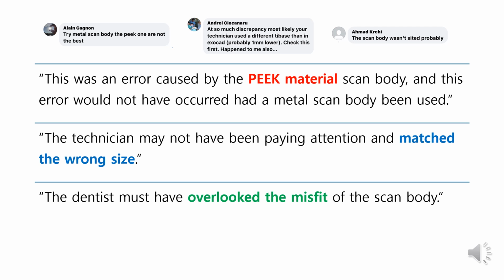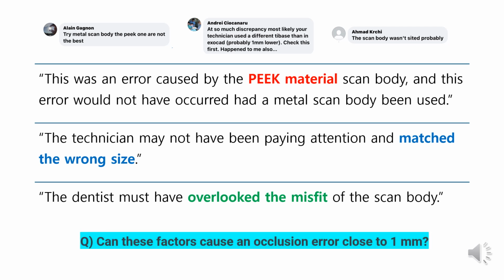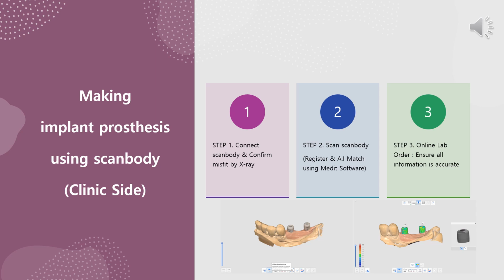But we need to really consider if such factors can cause an occlusion error close to 1 mm. We need to check the range of error that various suspect factors can cause. By doing this, we can rule out the suspected criminals one by one. We will begin by revisiting the process of producing a prosthesis through a scan body. The steps involved in making an implant prosthetic with the use of a scan body are as follows.